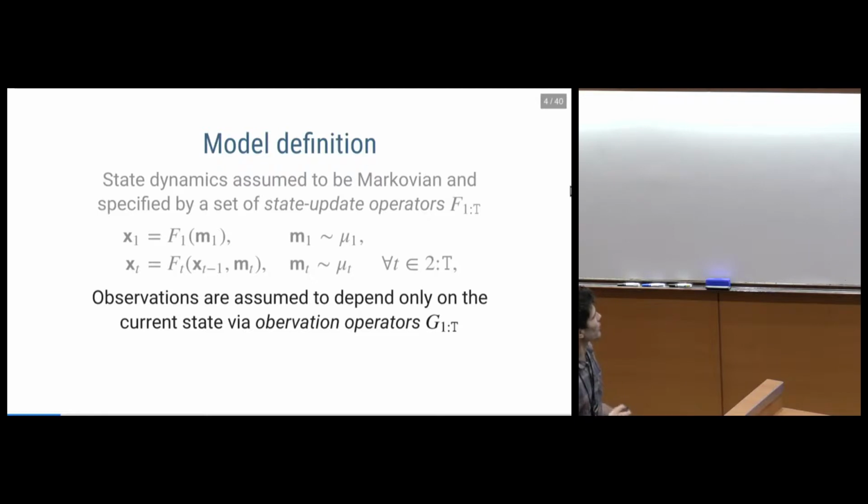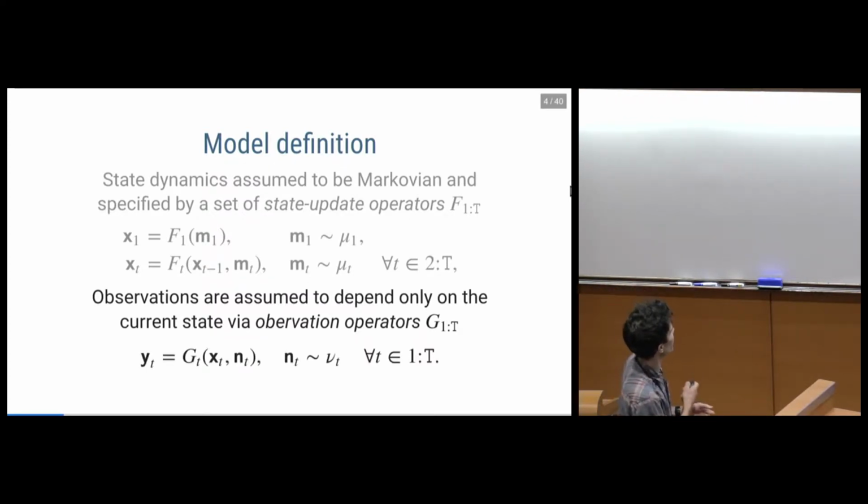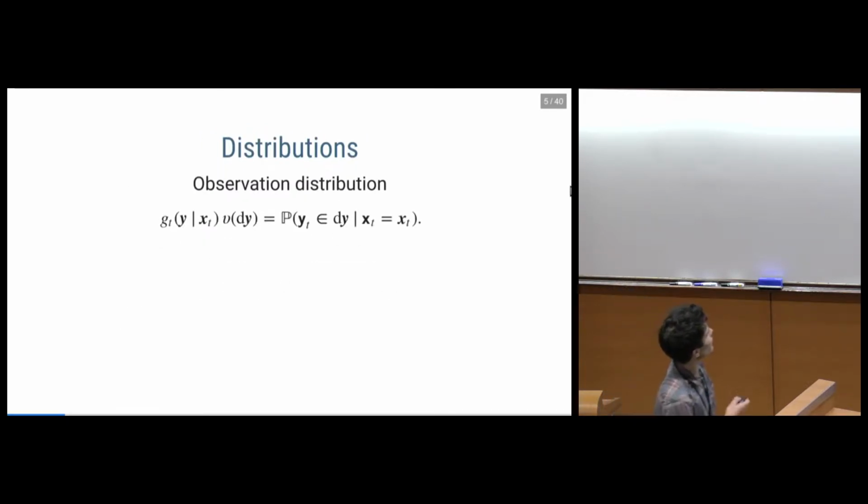So for the observation, similarly, we're going to assume some sort of conditional independence structure, in terms of them only depending on the current state, so that y of t is just a function of the current state x and some additional noise variables. So again, to define a little bit more notation for later on in the talk, we'll just assume that the distribution on the observations has some well-defined density given the states, so this G.